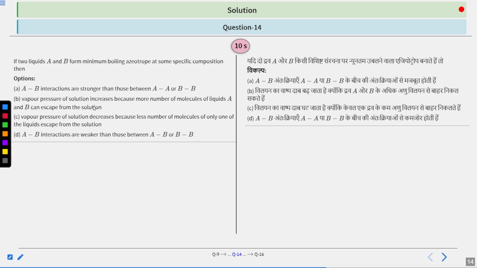Question number 14. If two liquids A and B form minimum boiling azeotropes at a specific composition, A-B interaction is stronger than A-A and B-B, vapor pressure of the solution increases because a greater number of molecules of A and B can escape from the solution. Vapor pressure of the solution decreases because the molecules of only one liquid escape from the solution. A-B interactions are weaker than those of A-A and B-B. So your 10 seconds to solve this question starts now.